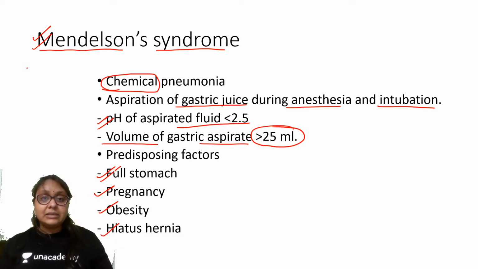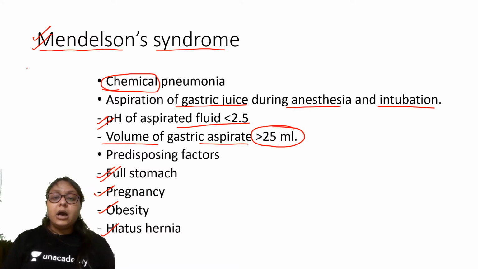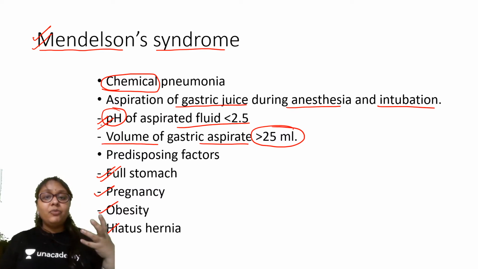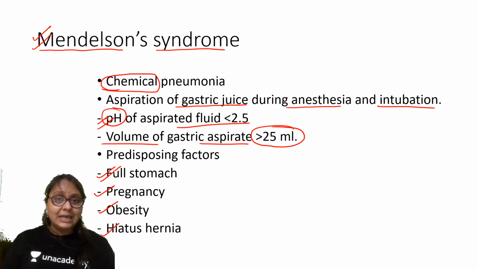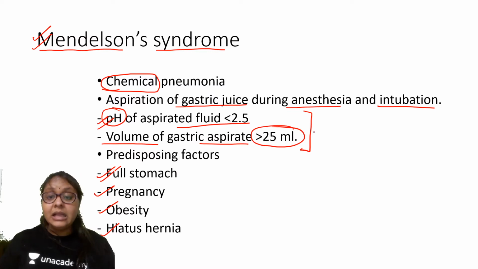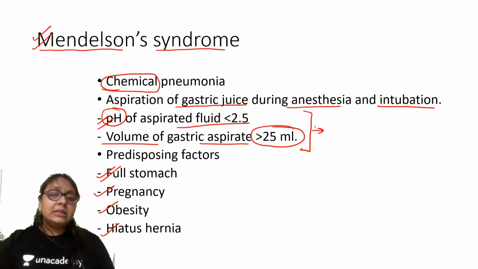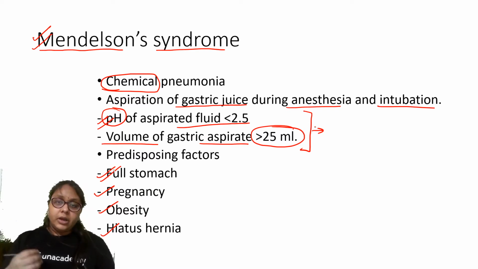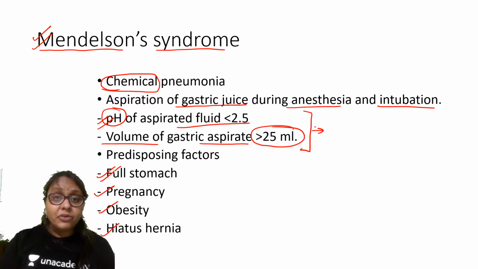Now, what are the factors which lead to it? What should be the pH and the volume of the gastric aspirate? The pH of the aspirate should be less than 2.5, and if the volume of the gastric aspirate is more than 25 ml, then there are more chances of getting Mendelssohn syndrome. There are certain predisposing factors in which Mendelssohn syndrome is more common, that is in cases of the full stomach.